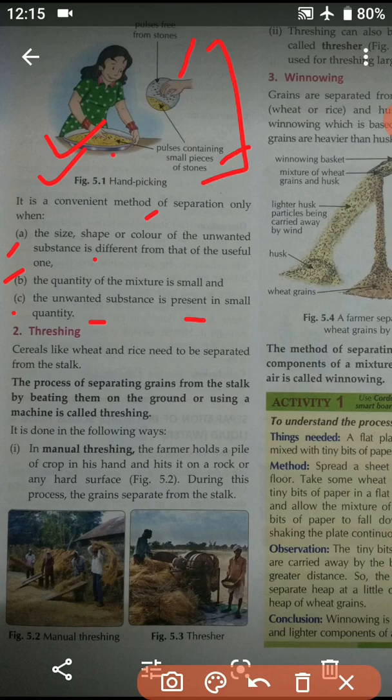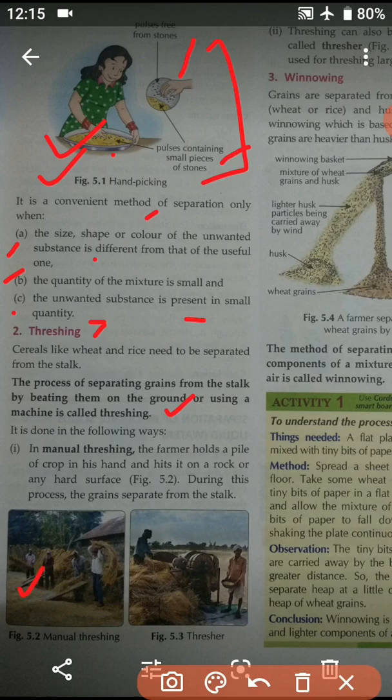Okay. So number 2 is threshing. So students, cereals like the wheat and the rice need to be separated from the stalk. So this one is the process of separation of cereals like the wheat and the rice. So the process of separating grains from the stalk by beating them on the ground or by using a machine is called threshing.